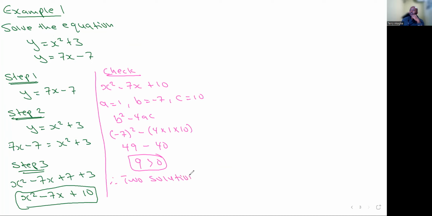And if you draw the graph for this, they're going to intersect at 2 points. Is that okay? We're going to be expecting intersection at 2 points. So now we can continue the question.